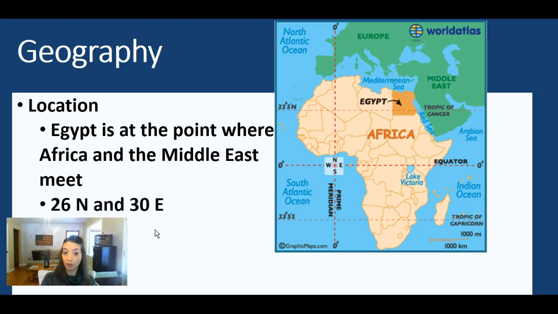Now, to use our skills, maybe you can even use a term here. When I say that Egypt is at 26 north and 30 degrees east, what type of location are we using? It's a specific term. So if you pinpoint the middle of Egypt, that is 26 north and 30 east.